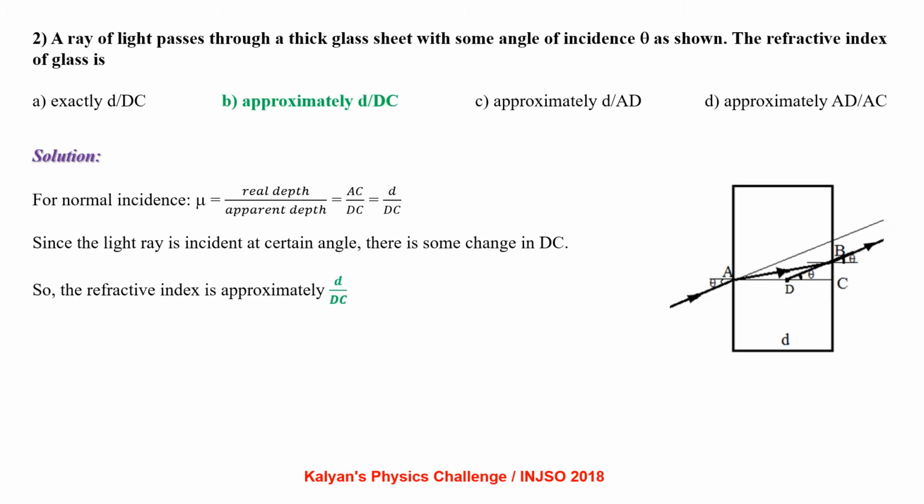A ray of light passes through a thick glass sheet with some angle of incidence theta as shown. The refractive index of the glass is? For normal incidence, mu equal to real depth by apparent depth, that is AC by DC, that is d by DC. Since the light ray is incident at an angle, there is some change in DC, so the refractive index is approximately equal to d by DC. You can study the ray diagram for better understanding.